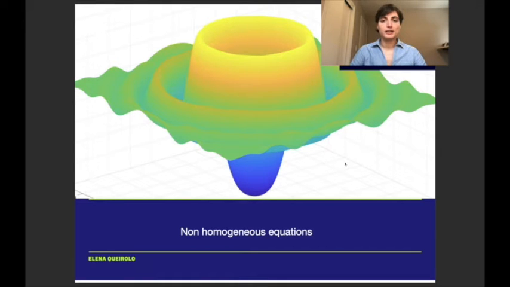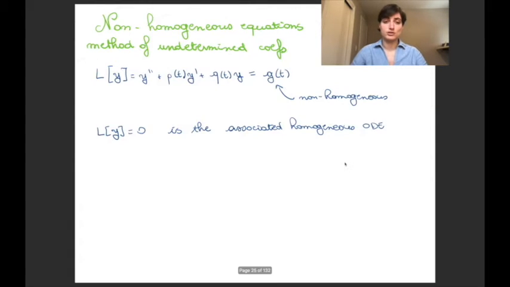Let's start looking into the new topic for this week. We're looking at non-homogeneous equations. Up until now, we have always mostly tried to solve homogeneous equations. In particular, looking at second-order ODEs, we have only solved homogeneous equations. Non-homogeneous equations, second order, means that the right-hand side is not zero.